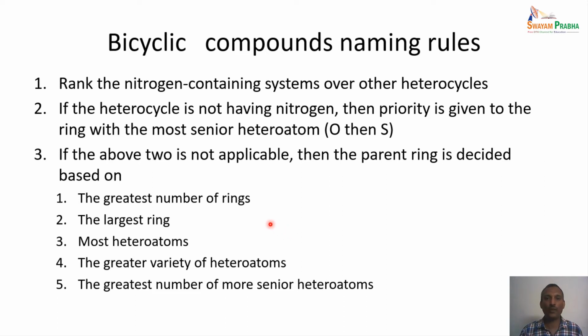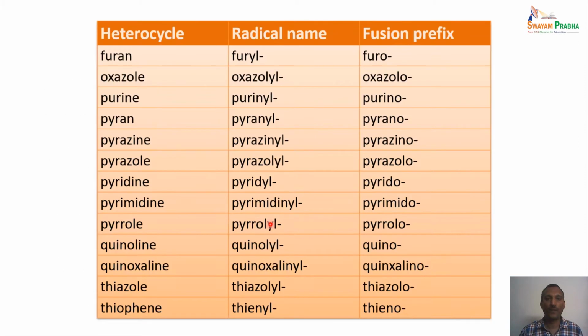Let us look at some of the examples. There are various heterocycles whose common name, radical name and fusion prefixes are given. So if it is a furan ring, then furo is the fusion prefix. If it is a purine, then it is purino. Pyran is pyrano. So if you look carefully at the fusion prefixes, basically O is added at the end. So this is the common thing which is added.